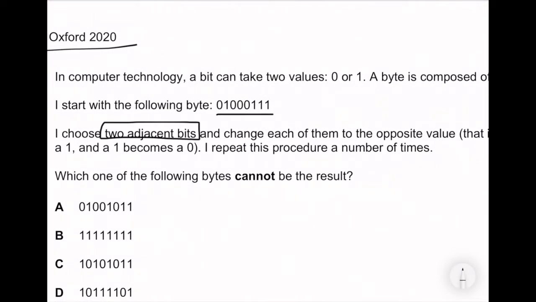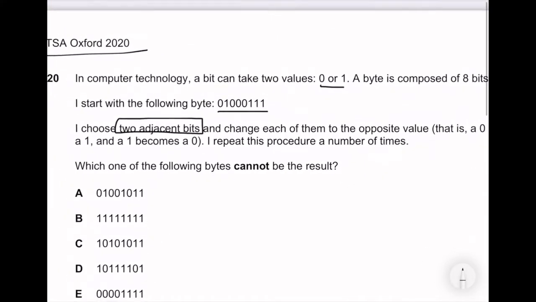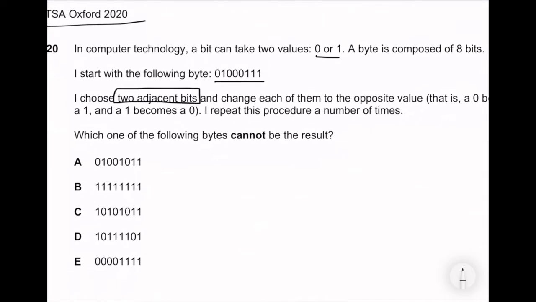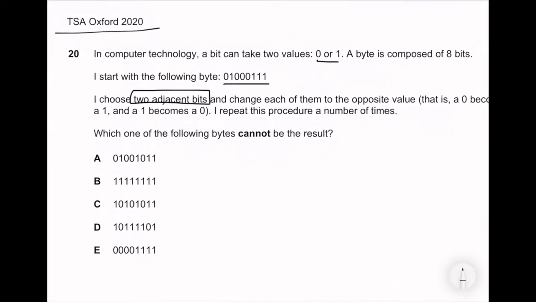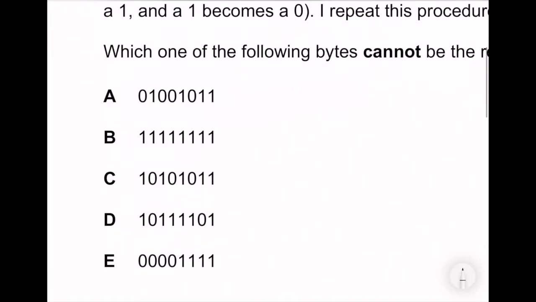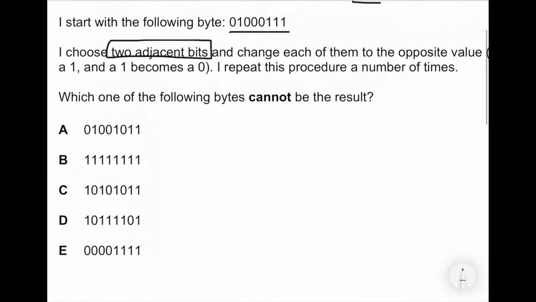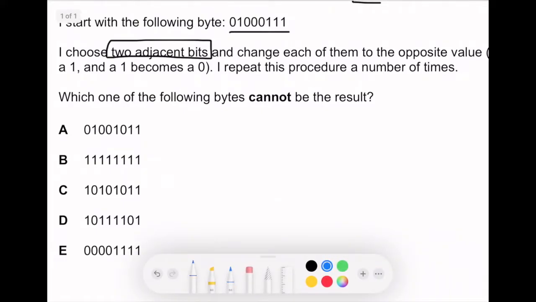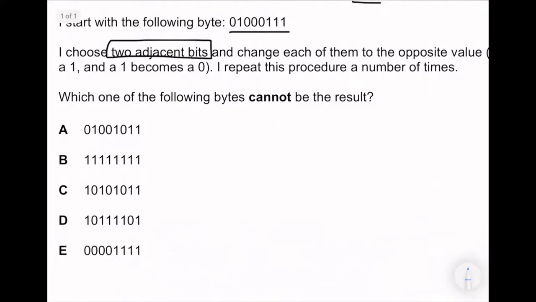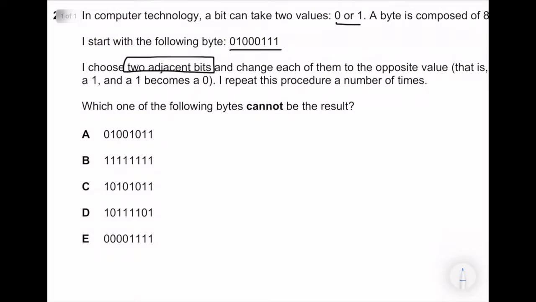because we know a bit is 0 or 1, and he's just going to flip them. He's going to switch them, and he wants to see which one of these 8-character strings cannot be created from playing his game, from repeating the switch multiple times. Okay, so this is one of those where you just have to try to get these values.